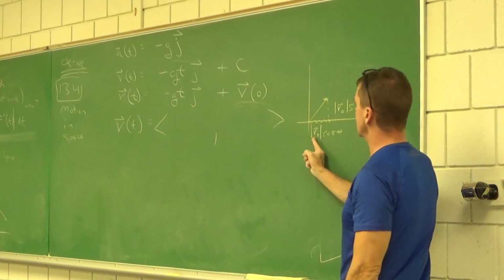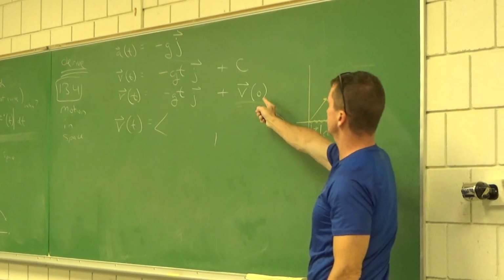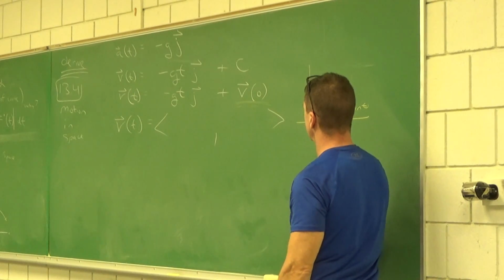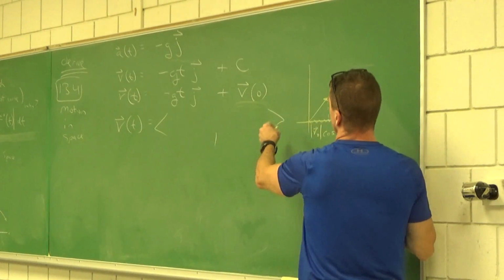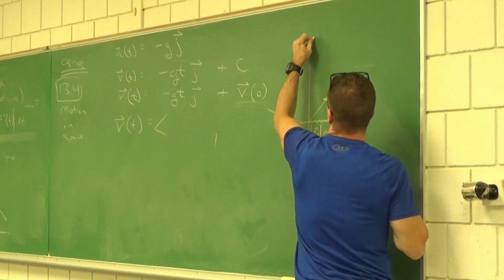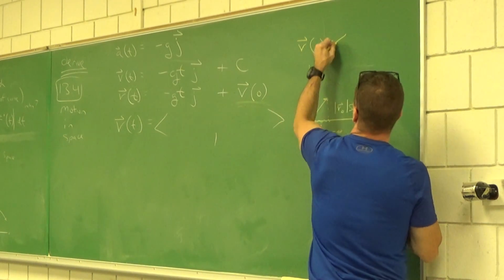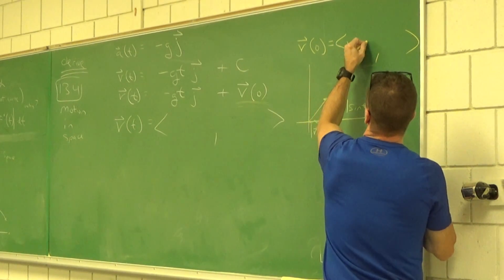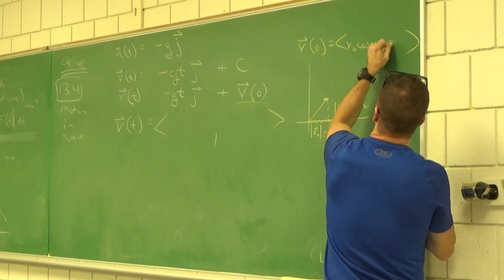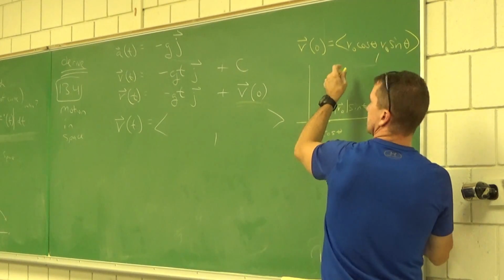So what's the x component there of this velocity vector? Initial velocity cosine theta. And I'll even write it here before I substitute it in there. When I'm saying this initial velocity vector has these two components, V naught cosine theta and V naught sine theta.